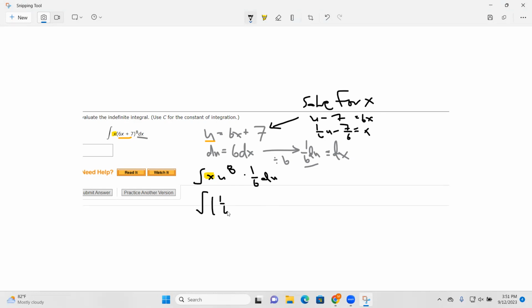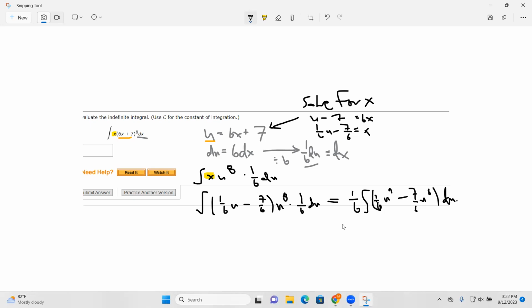you would end up with 1/6 u minus 7/6 times u to the 8th. And let's not forget that 1/6 du. And so if you distribute this all out, because now you just have this sum of things multiplied by u to the 8th, maybe I'll take the 1/6 and just factor that out. If I take the 1/6 and factor it out, 1/6 u times u to the 8th gives 1/6 u to the 9th. And then minus 7/6 times u to the 8th gives minus 7/6 u to the 8th. And then we still have our du out on the outside.